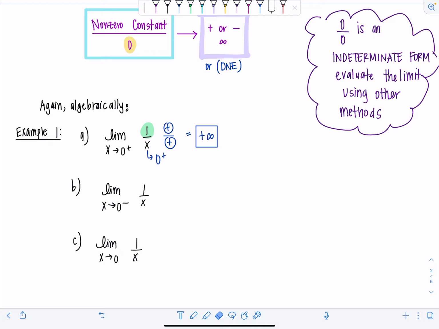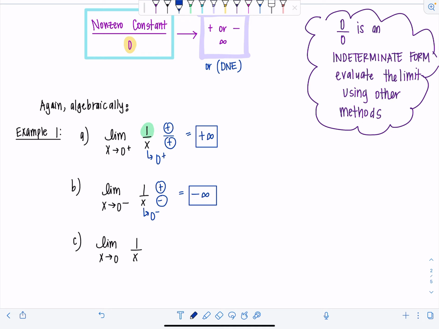Next one, limit as x approaches 0 from the left of 1 over x. Again, numerator positive, non-zero constant. Denominator approaching 0, but from the left, so that means the sign of the denominator is negative. Think about it this way. You're approaching 0, but through values that are smaller than 0, just a wee bit. Negative 0.01, negative 0.001, etc. So you have a positive in the numerator, a negative in the denominator. This expression is getting arbitrarily large, but in the negative direction. So this limit is negative infinity.